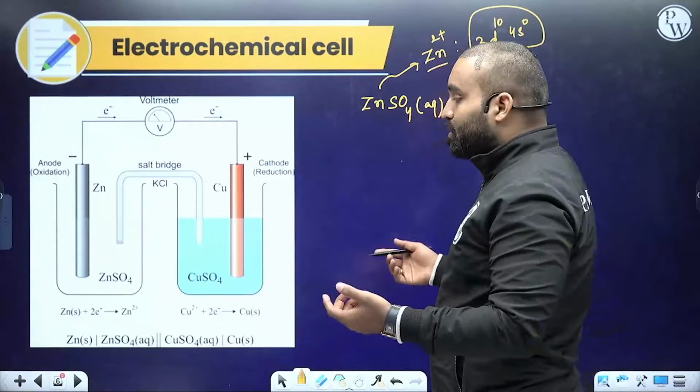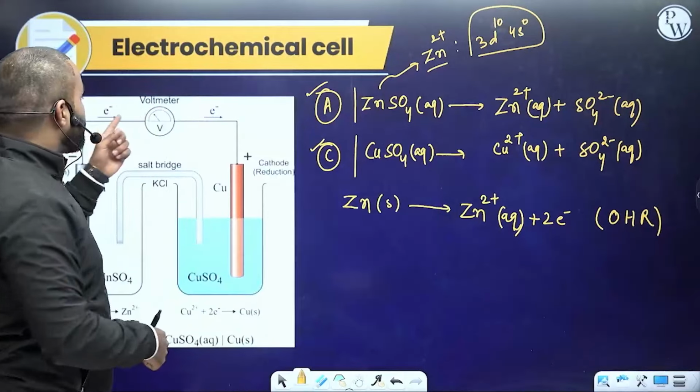This will start producing zinc 2 plus. Since zinc will start getting used up, it will produce more and more of zinc 2 plus. Those two lost electrons will start traveling towards the cathodic compartment. Let me complete it by writing 2 electrons. There are 2 electrons present plus 2 electrons. This is called oxidation half reaction, OHR. Those lost 2 electrons will start traveling via this wire.